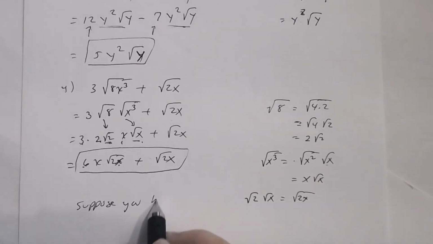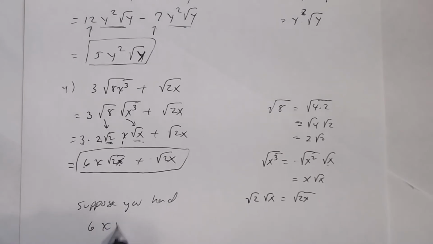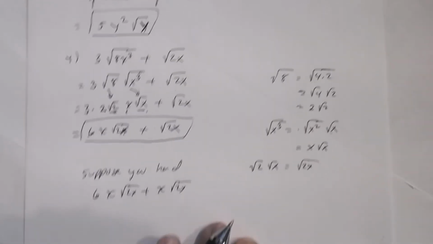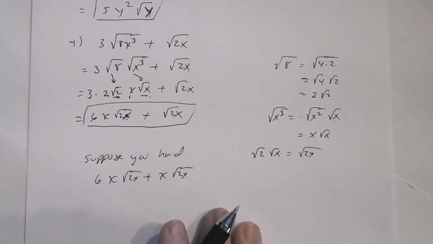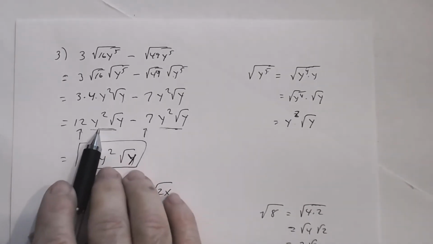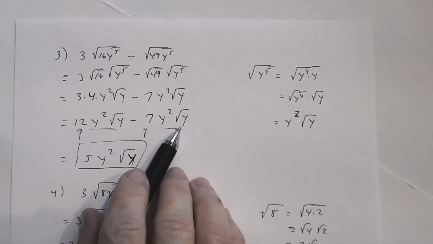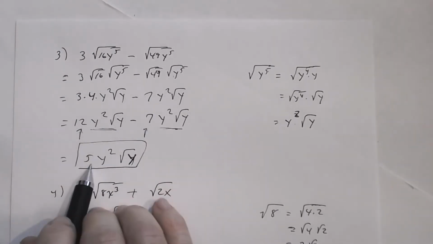Okay? Now I'm just going to ask you, if this was an x right here, suppose you had this: 6x square root of 2x plus x square root of 2x. Could I combine those now? Yeah, you can combine those now. It's kind of like in the previous one, right? Y squared square root of y, 12 minus 7 is 5.